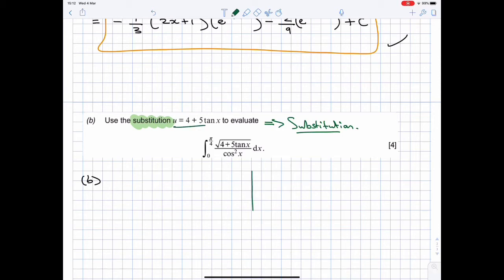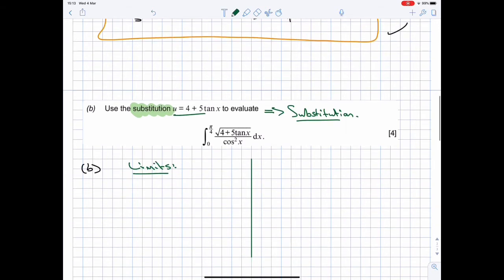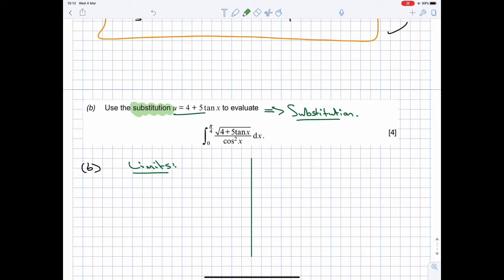So I'm going to split this first part of the page a little bit here into 2 halves. So we've got limits here, and what I mean by this is these limits here. So we've got pi over 4 and then 0. And what we need to do is put these into u equals 4 plus 5 tan x so that we get the limits appropriate for this question.